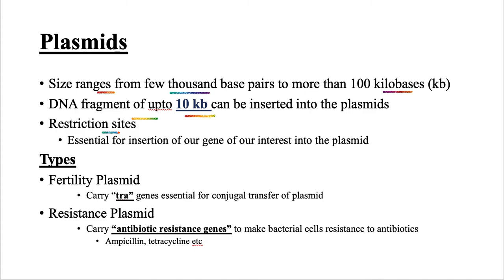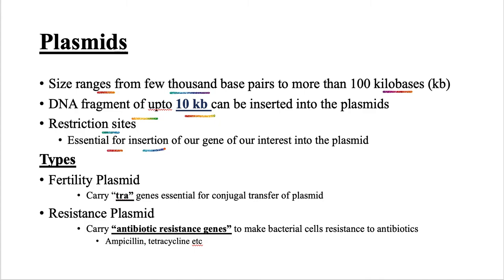Then these plasmids also carry restriction sites. They are very much essential for insertion of our gene of interest into the plasmid. So that is one of the characteristics that we should have: restriction sites. And you know very well that these sites are the regions where restriction enzymes cut the plasmid, and these are the sites where we introduce our gene of interest into the plasmid.